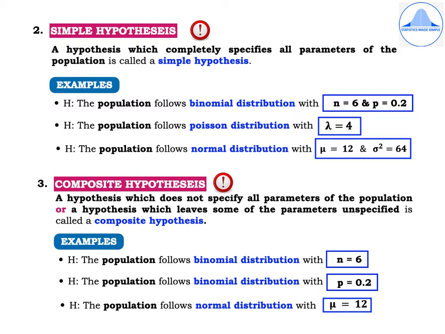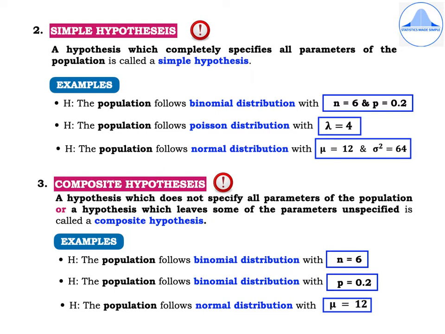Third definition, composite hypothesis. A hypothesis which does not specify all the parameters of the population, or a hypothesis which leaves some of the parameters unspecified is called a composite hypothesis. For example, H denotes the population follows binomial distribution with n equal to 6. So you know that the binomial distribution has two parameters n and p. But here in this statement, I am defining only the value of n as 6 and I am not defining the value of p. So it becomes a composite hypothesis.